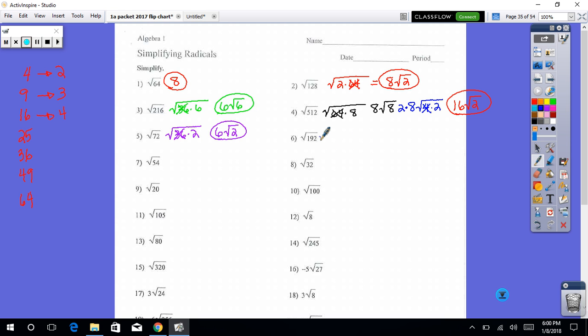Okay, 192. Let's start with our biggest perfect square. Let's try 81, sorry. So 192 divided by 81 is not even. So let's try the next number down. So 64, and that is even. Okay, so we have 64 times 3. The square root of 64 is 8. Square root of 3.